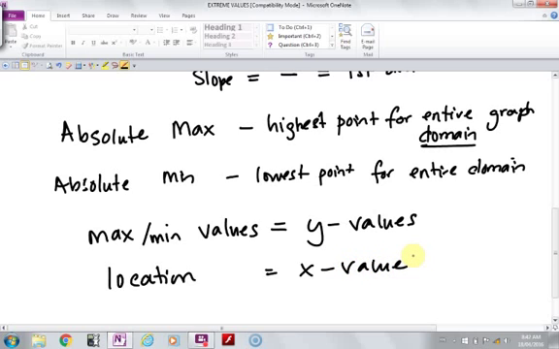Okay? So a question will say find the maximum value, find the relative maximum of such and such a function. So you can find it, and then the x value is where it's located. So it's located at x equals 3, the maximum value is 22. Okay?